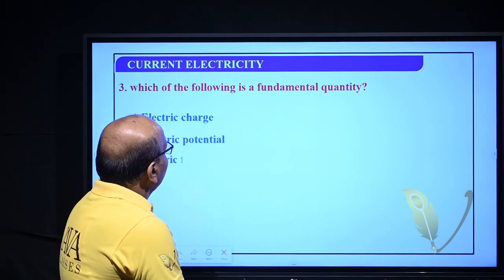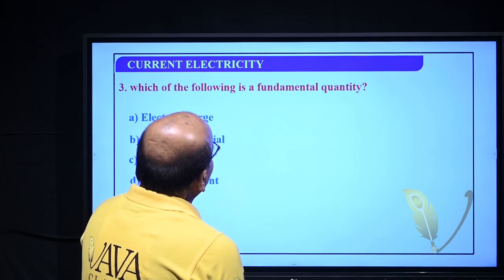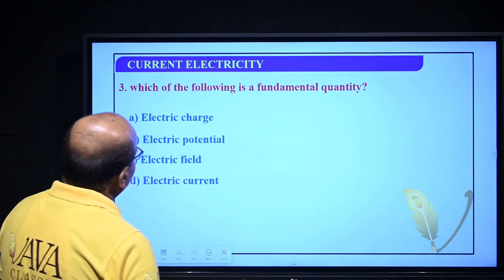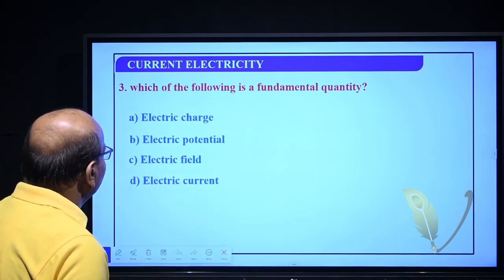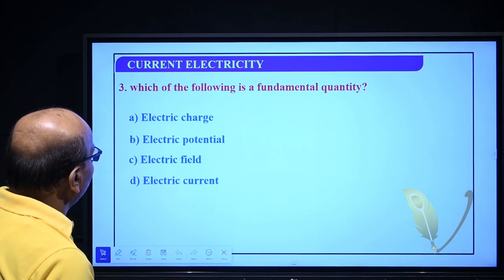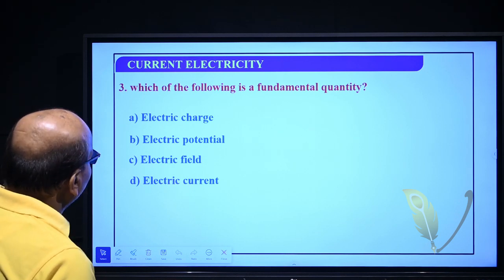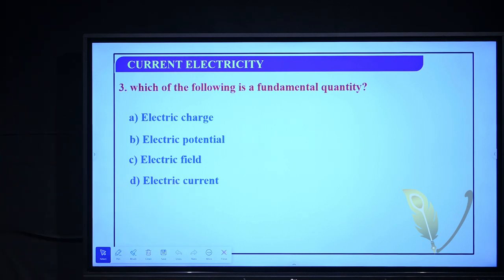Which of the following is a fundamental quantity: electric charge, electric potential, electric field, or electric current? The correct option is electric current.